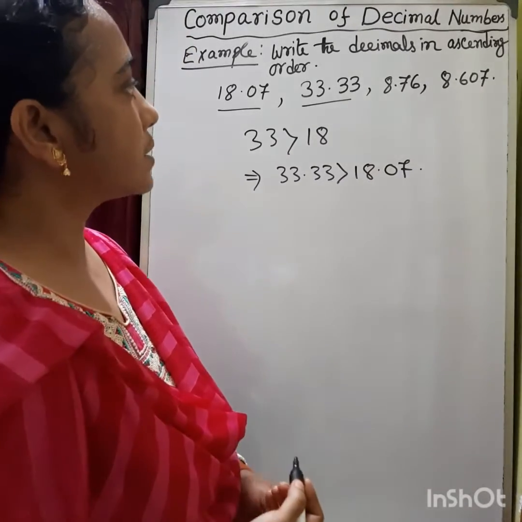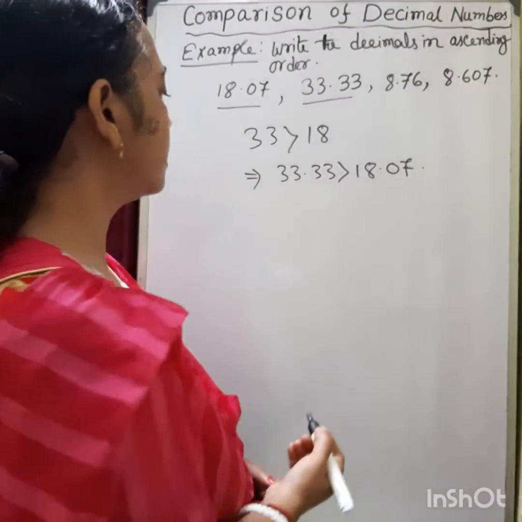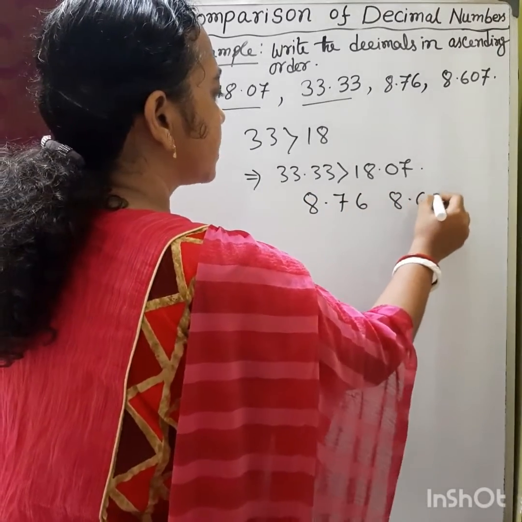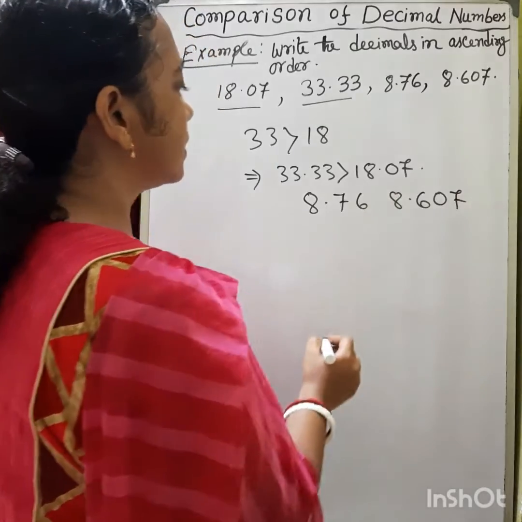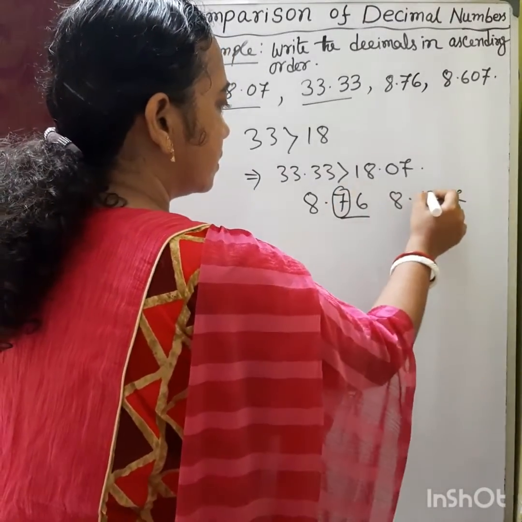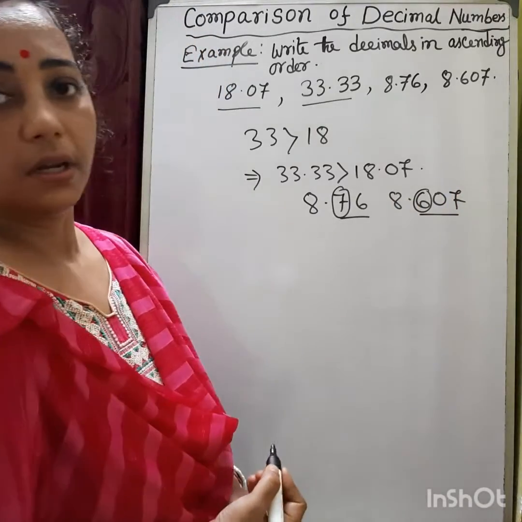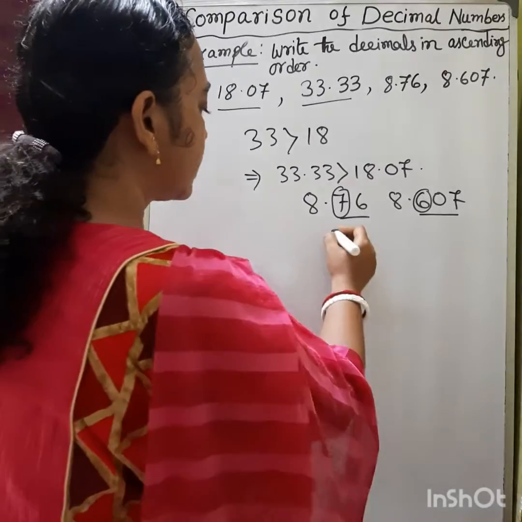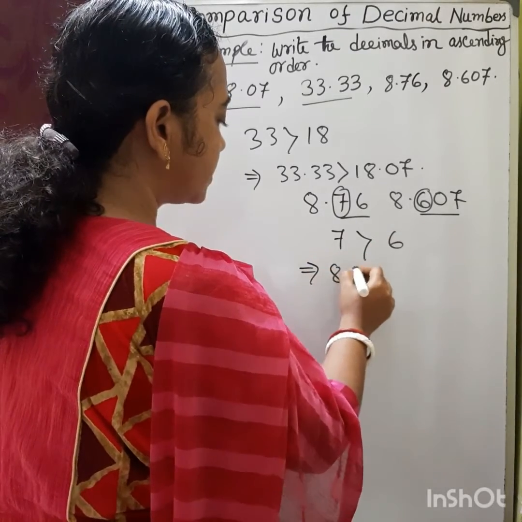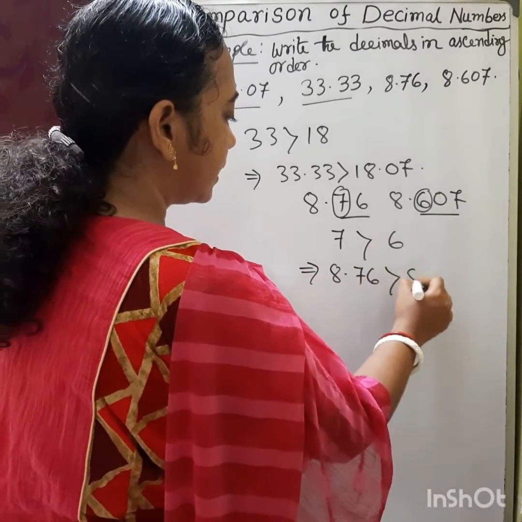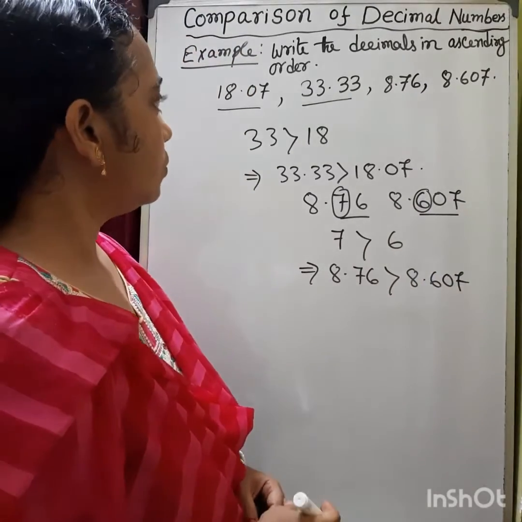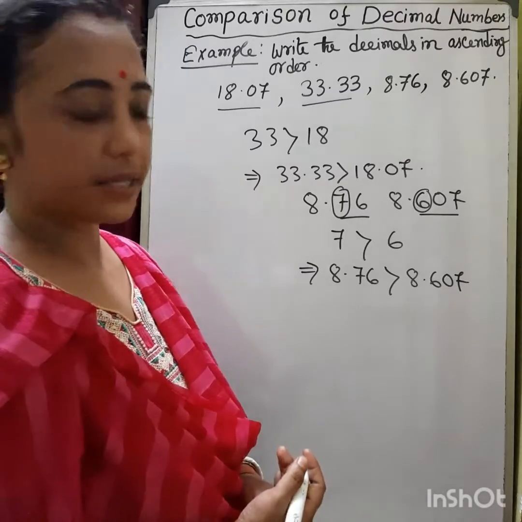Now in the second case, both have the same whole number part, that is 8.76 and 8.607. So now we compare their decimal part. If we compare the digit at their tenths place, here 7 is greater than 6, which implies that 8.76 is greater than 8.607.